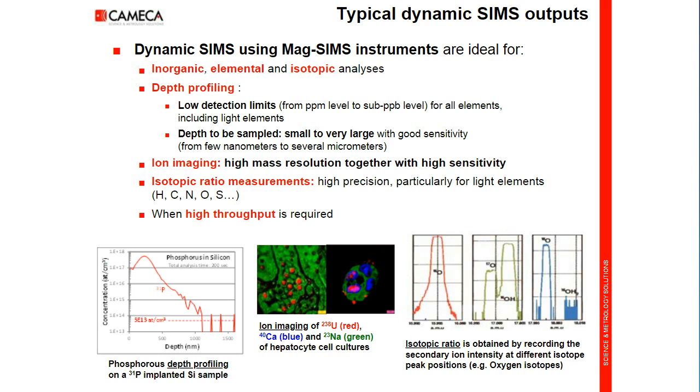These capabilities have ensured its regular use in fields such as microelectronics, for dopant depth profiling in silicon, for example, as we can see in the left figure. For biology, in the middle we can see an example of uranium intracellular distribution map. And for geology, for high precision isotope ratio analysis, on the right figure one can see the oxygen isotope mass spectrum.